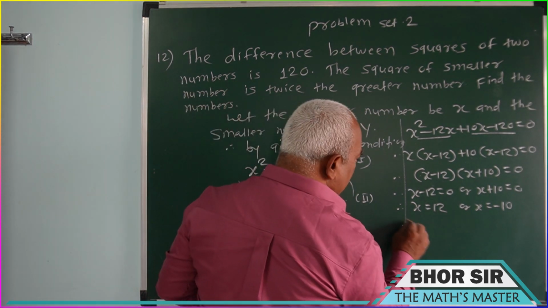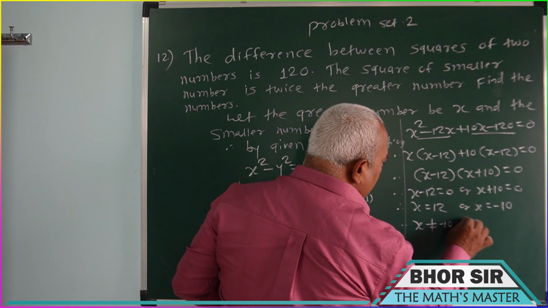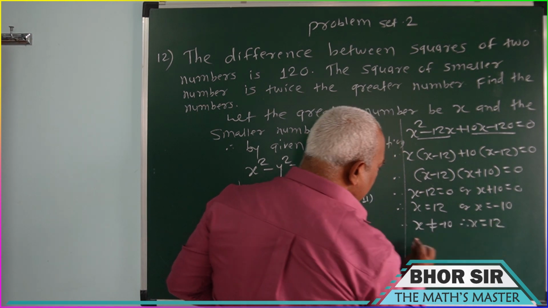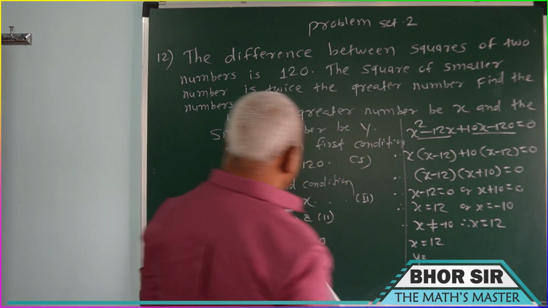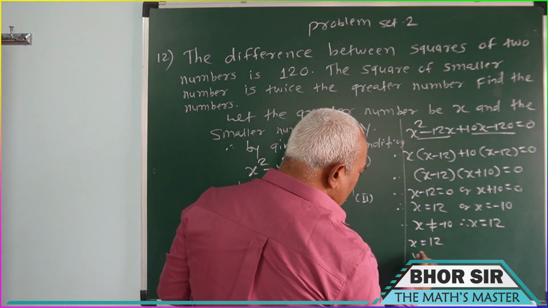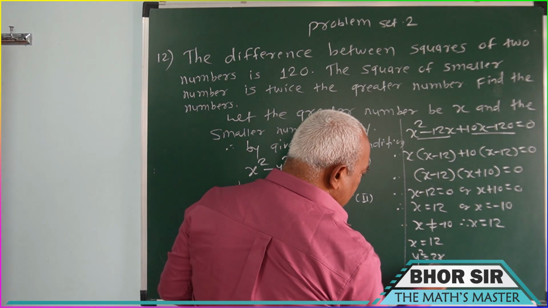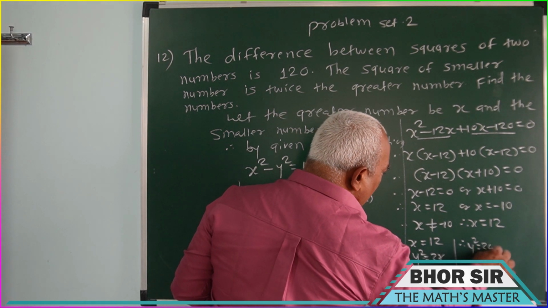Therefore, don't take x as negative. Therefore, x is only 12. x equals 12, and y will be how much? We want y. y square is how much? 2x. y square equals 2 into 12. y square equals 24.